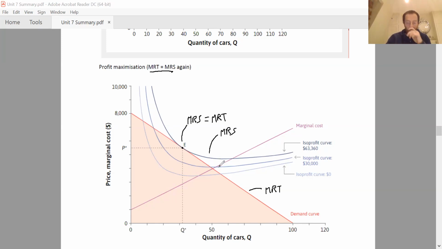So let me take a quick pause, and after that pause, we'll talk about a different way we can think about how a firm maximizes their profit.